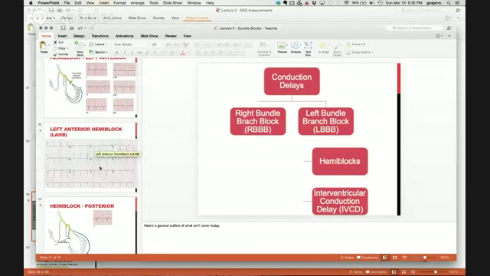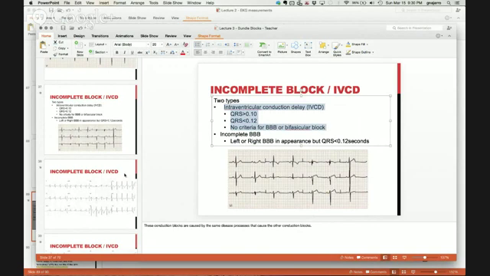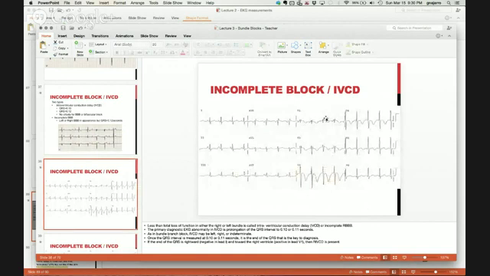So if you see a QRS that's less than 0.12, and it looks kind of like a right bundle branch block or a left bundle branch block, then you would call it an incomplete bundle branch block, like this. Or if it is just between 0.1 and 0.12, then you could call it an intraventricular conduction delay. Again, the point is if you see a narrow QRS but something that looks like a bundle branch block, it would just be called an incomplete block.